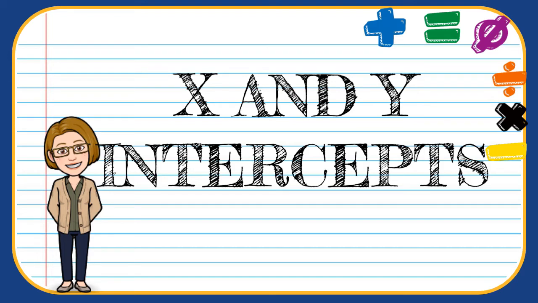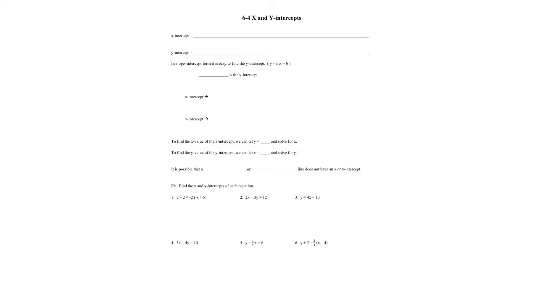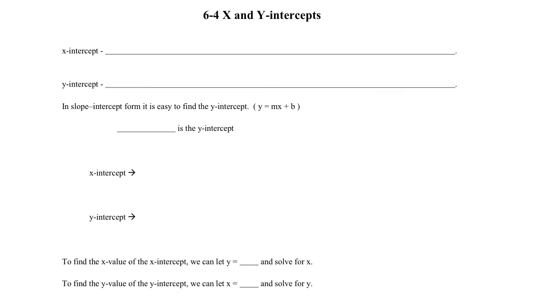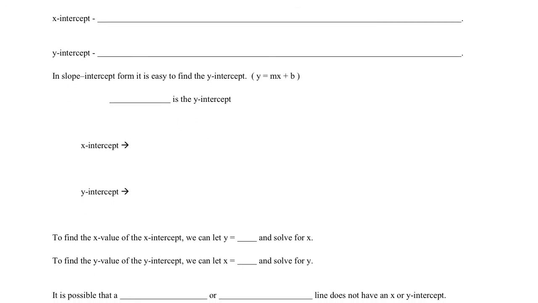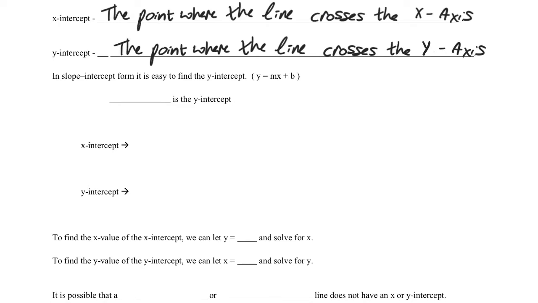So we want to take a look here at the x and y intercepts of a line. First thing we're going to do is define what the x and y intercepts are. All right, so the x-intercept is the point where the line crosses the x-axis.